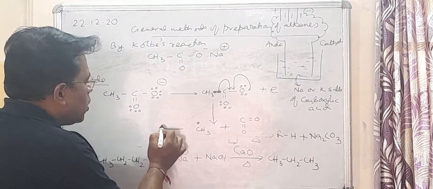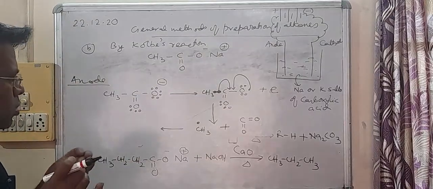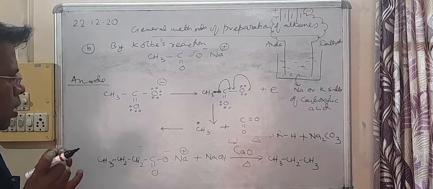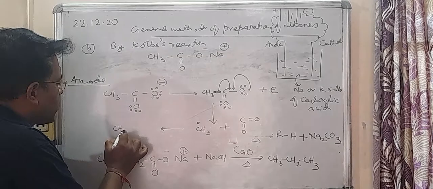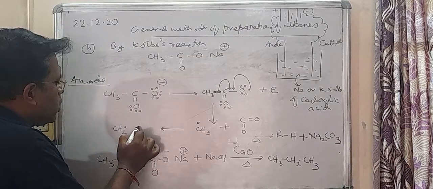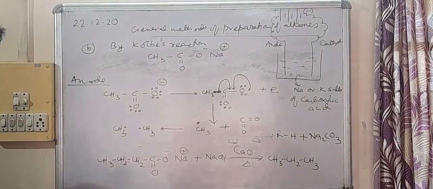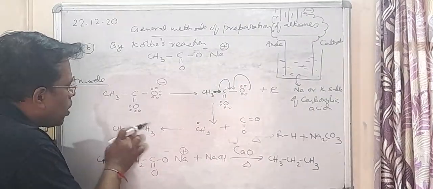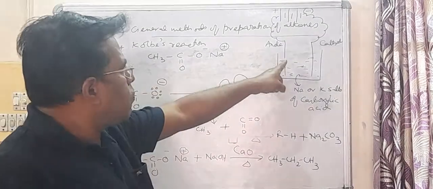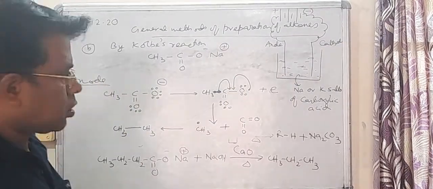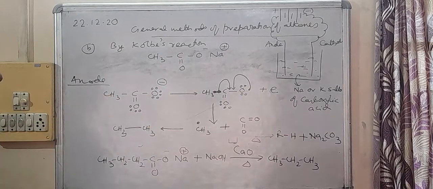and then these methyl free radicals will combine in pair. Suppose this is a methyl free radical, this is another methyl free radical. They will combine in pair, and these 2 electrons will form a bond. So at the anode here we will get ethane. In this way we can get alkane at the anode.